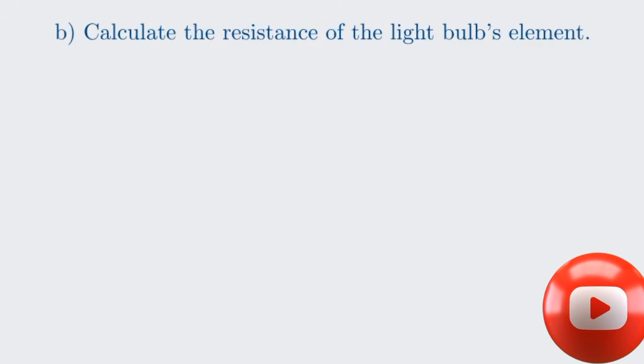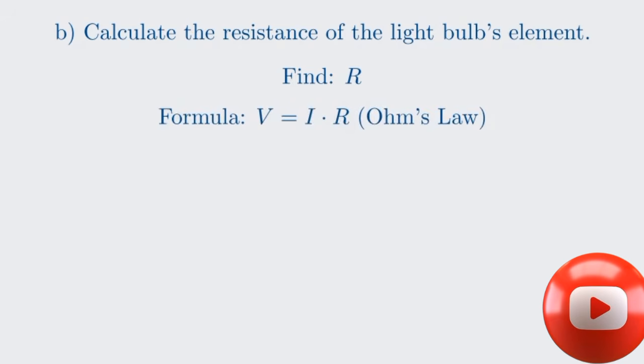Our goal now is to find the resistance, represented by the letter R. Resistance is a property of a material that opposes the flow of electric current. In an incandescent bulb, the filament's resistance is crucial because the energy lost due to this resistance is what heats the filament up to incandescence. To find resistance, the most famous formula in electricity comes to mind: Ohm's law. Ohm's law states that voltage equals current times resistance, or V equals I times R.